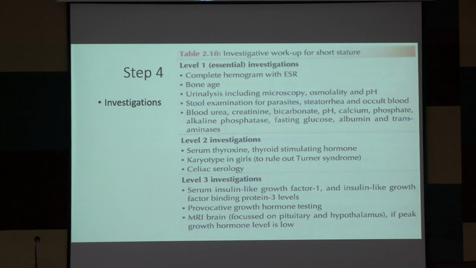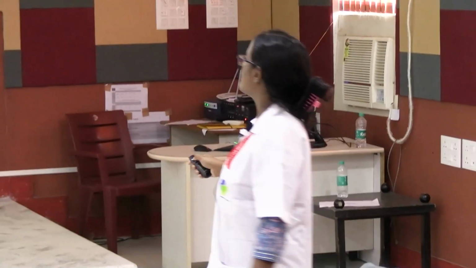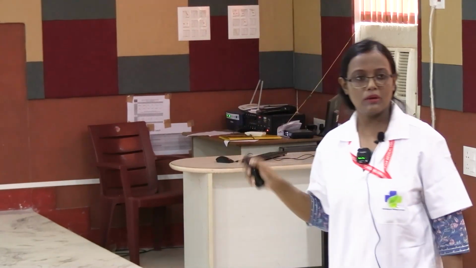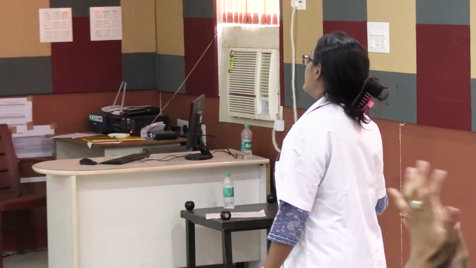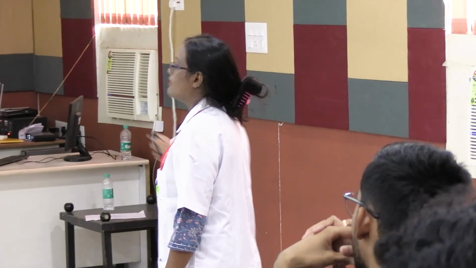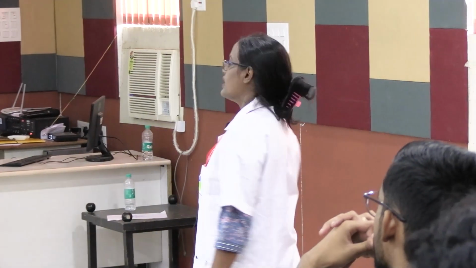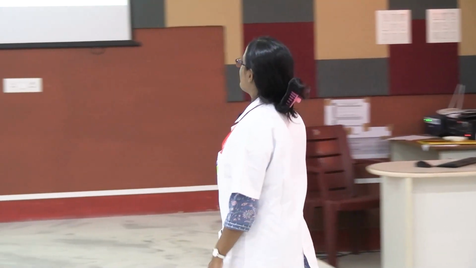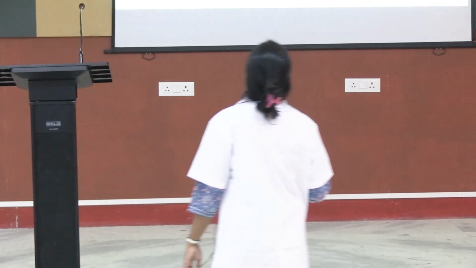If you have found any problem in that, treat it, but if the level 1 investigations come within normal limits, then go for the level 2 investigations. Under level 2 investigation, what do we do? Thyroid test, karyotyping. Also, if there is a suspicion of malabsorption, celiac serology.